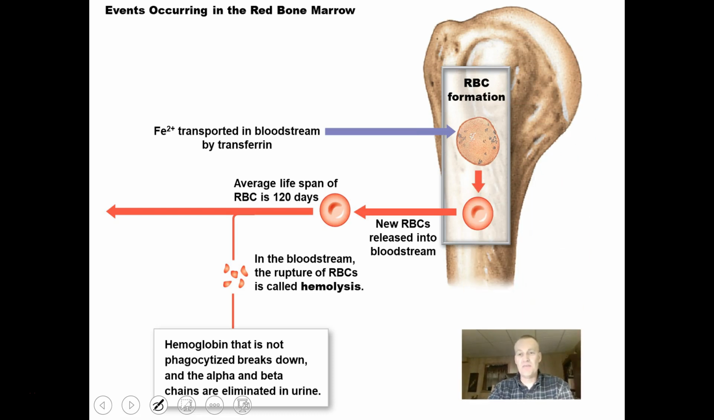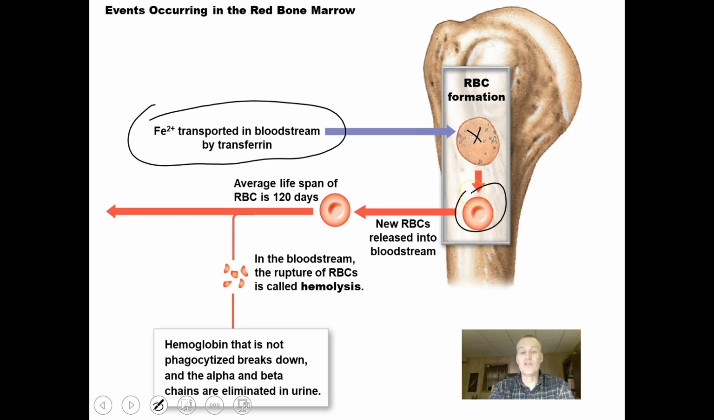This is just showing you what's happening in the bone marrow. So that iron is transported by transferrin to the red bone marrow, and can be used to help build hemoglobin in new blood cells, which can be put into circulation.